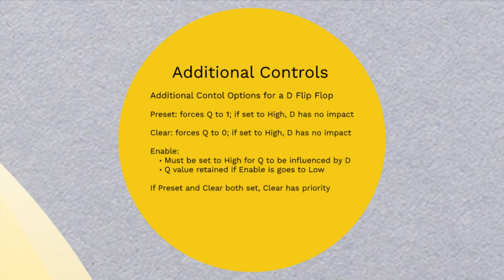The enable input, however, has two characteristics. First, it must be set to high for the value or output of the flip-flop to be changed by D. Second, and possibly more important, when enable goes low, whatever value was stored in the D flip-flop will be retained. Finally, if preset and clear are both set to high, the clear will have priority and the D flip-flop will hold an output value of 0.